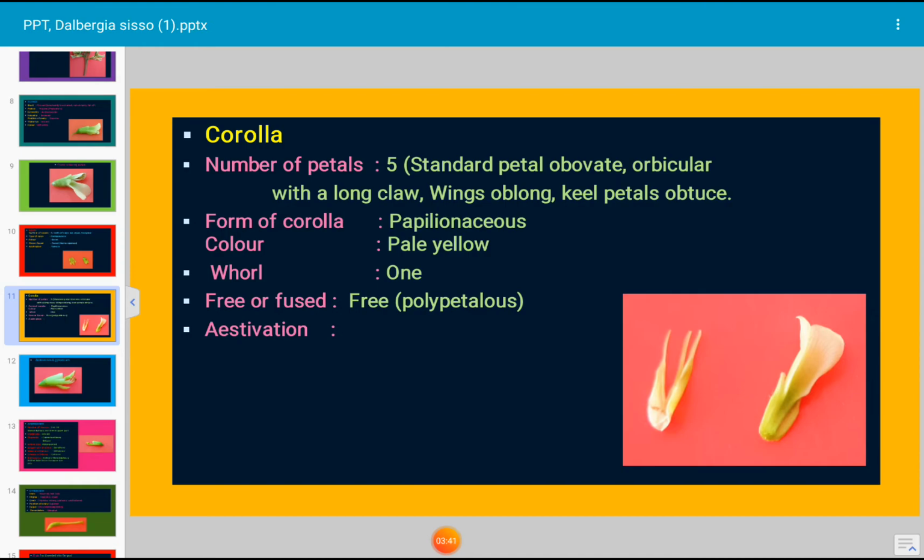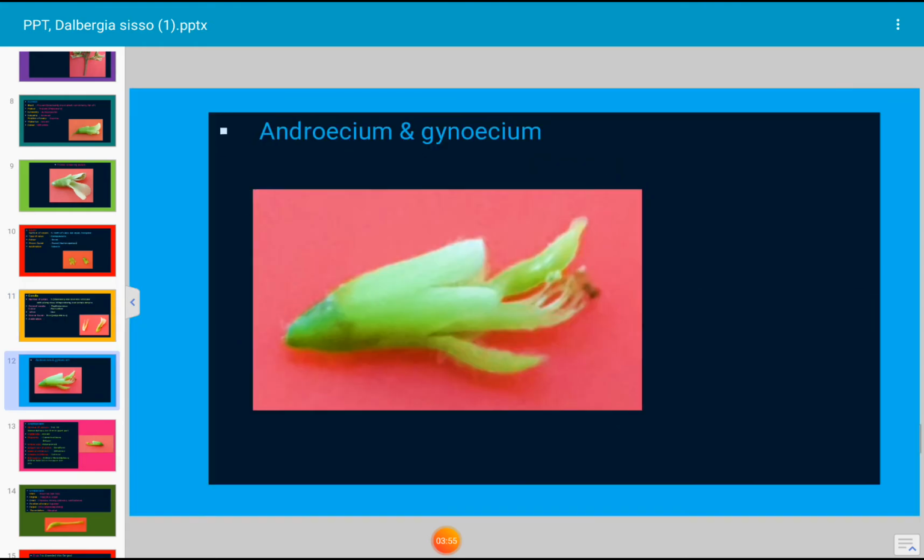Only one claw of petal is present. And the petals are free. They are not united. They are free. Free petals in taxonomic language is described as polypetalous condition. Next. This is the photograph shown.